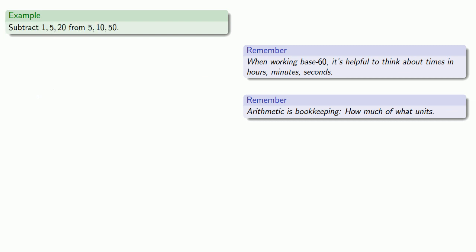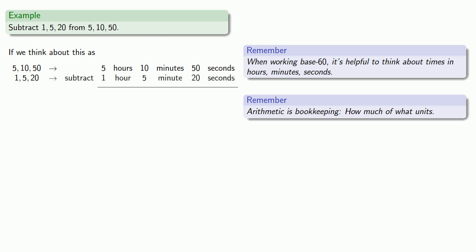Let's subtract 1, 5, 20 from 5, 10, 50. So again, let's think about this. We have 5, 10, 50. That's 5 hours, 10 minutes, 50 seconds. And we want to subtract 1, 5, 20, 1 hour, 5 minutes, 20 seconds. Arithmetic is bookkeeping. So let's see. We have 5 hours, we're subtracting 1 hour, and so that leaves us with 4 hours.